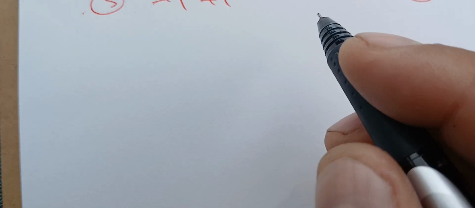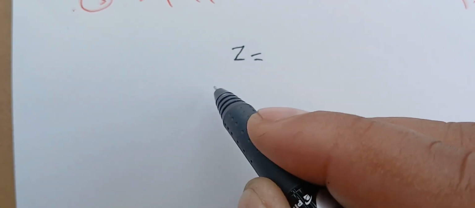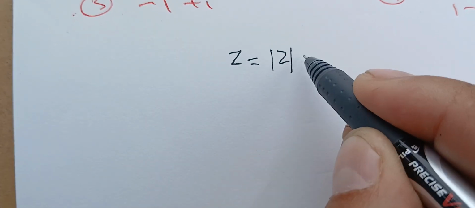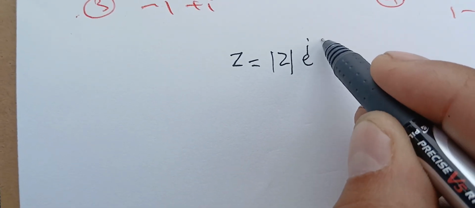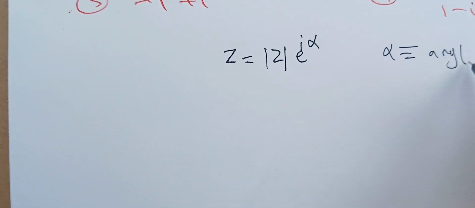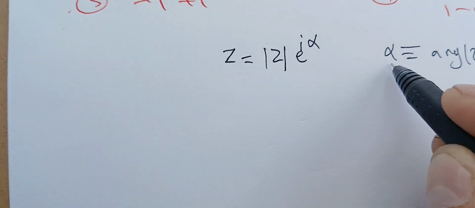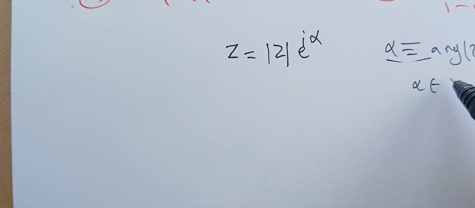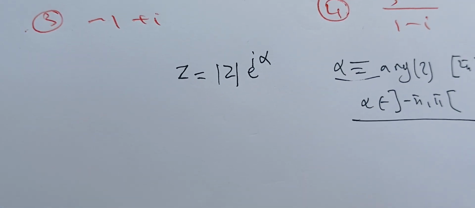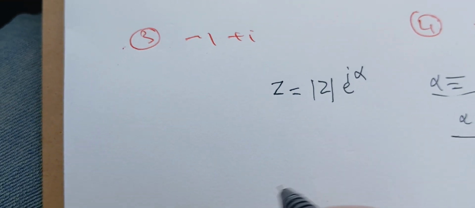So we remind ourselves that the exponential form is given a number z. z can be written in exponential form as the modulus of z times e to the alpha i, where alpha is the argument of z, that's modulo 2 pi. Most of the time, alpha is in the interval minus pi to pi, to make the computation easy and simple. So let's start with our first example.